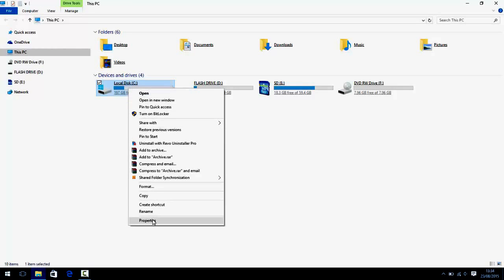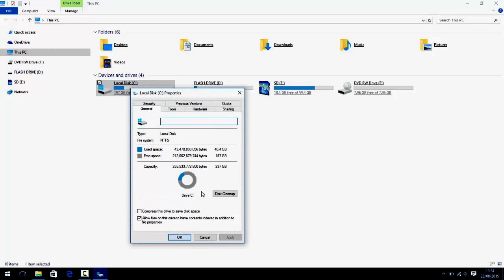But not to worry. If we put our mouse on the drive, right click on it, and go to properties, this is where it reads completely what is in the drive. If you look at my drive, you see I have 197 plus 40.4, and it says my total capacity is 237 gigabyte.